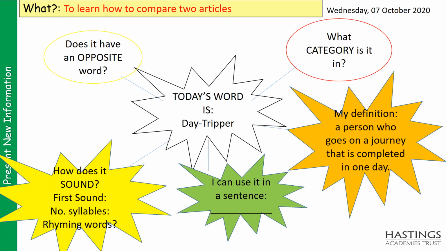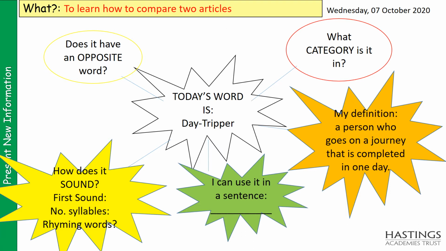Okay, so today's word is day tripper. So day tripper means a person who goes on a journey that is completed in one day. So this kind of journey is usually for fun or for pleasure. So you might go on a day trip to Thorpe Park or to London to go shopping and sightseeing. So yeah, sort of like a one-day holiday.